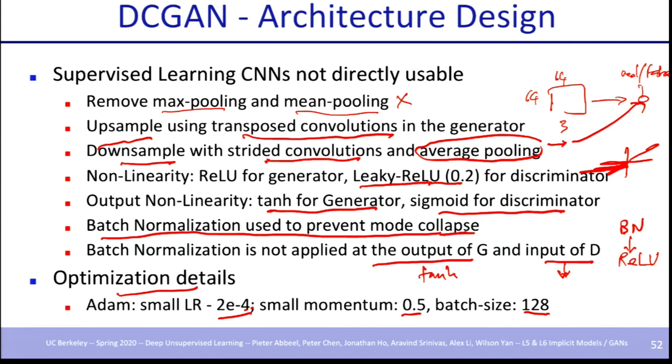So DCGAN can be summarized as basically taking the promise of a new technique like GAN, which was not proven yet, and figuring out lots of details and getting results for the first time, which were amazing. And we'll see some of the results.